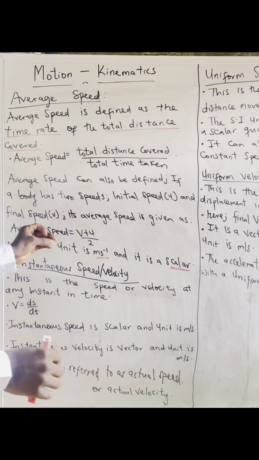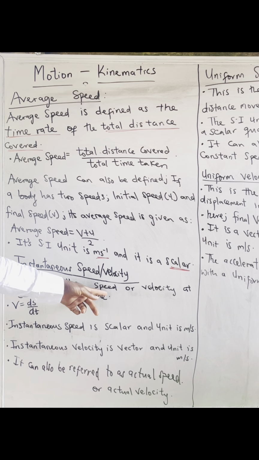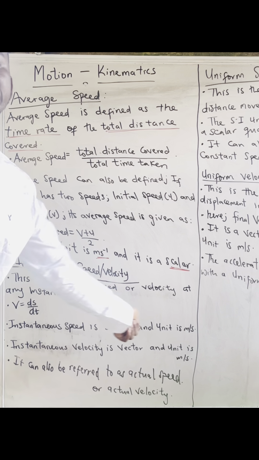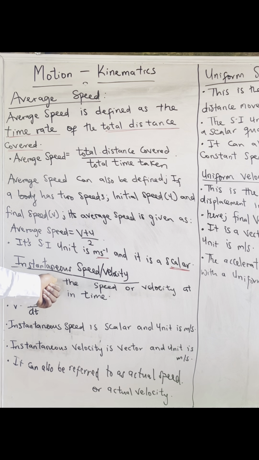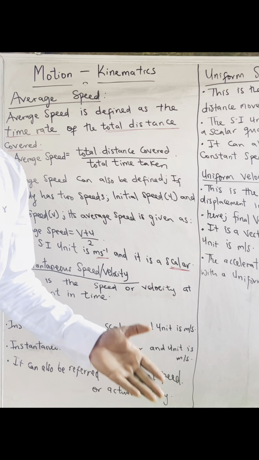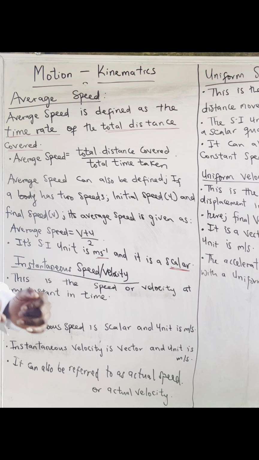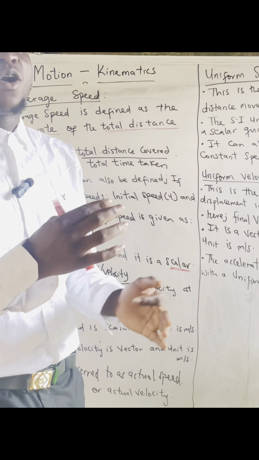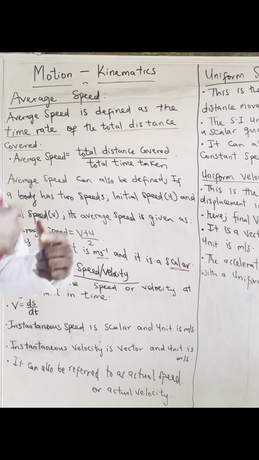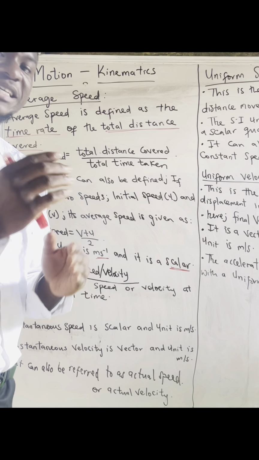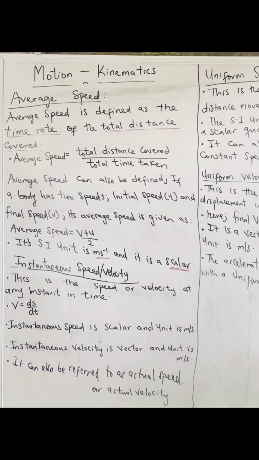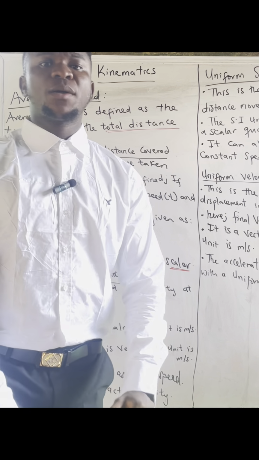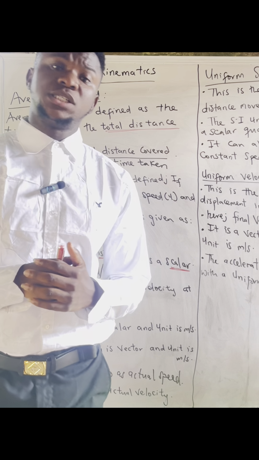So if it is instantaneous speed, it is the speed at any instant in time. And if it is instantaneous velocity, it is the velocity at any instant in time. So the speed at any instant in time is referred to as what? Instantaneous speed. And the velocity at any instant in time is referred to as what? Instantaneous velocity.